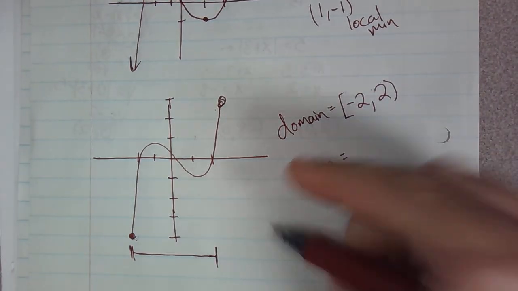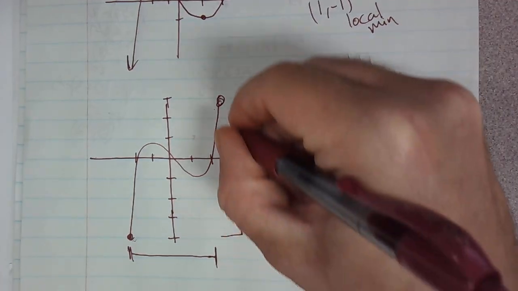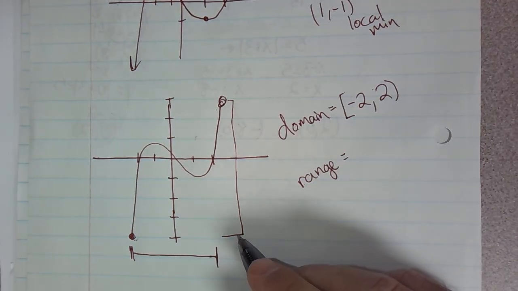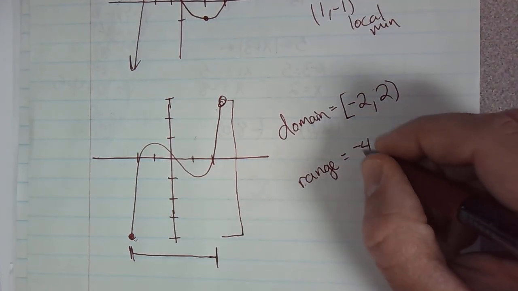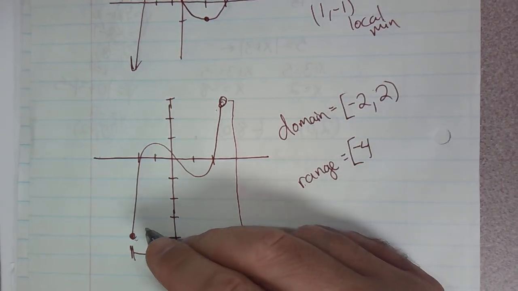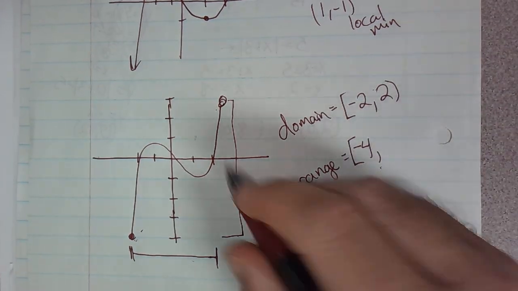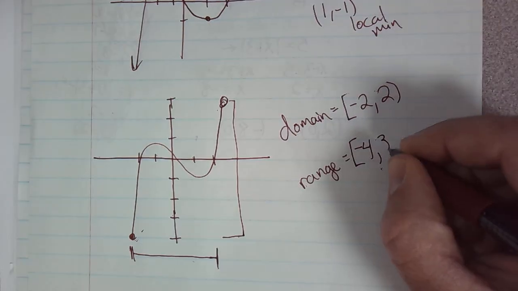Range, up and down. I'm starting at negative 4. Bracket because it's a closed dot. And I go up to 3. Parentheses.